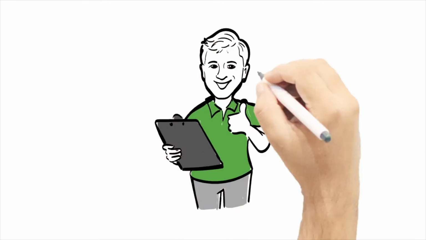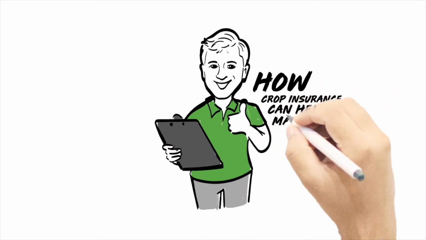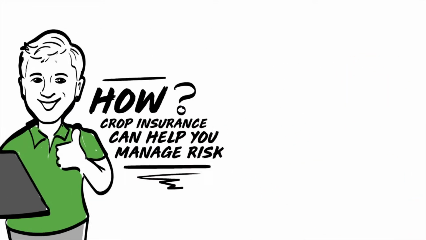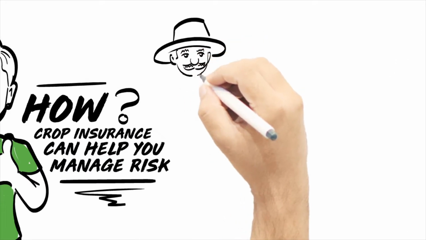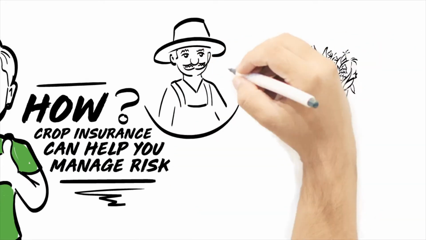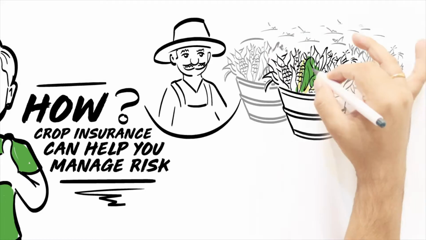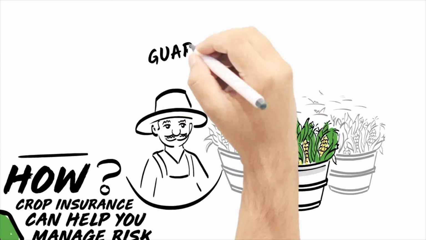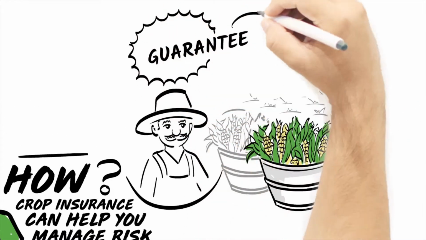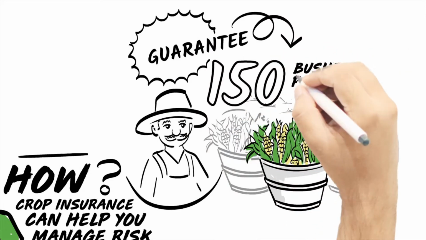Let's take a look at an example of how crop insurance can help you manage risk. We are going to look at Farmer John's corn policy. John has an APH of 200 bushels per acre and a coverage level of 75%. This makes his bushel guarantee 150 bushels per acre.